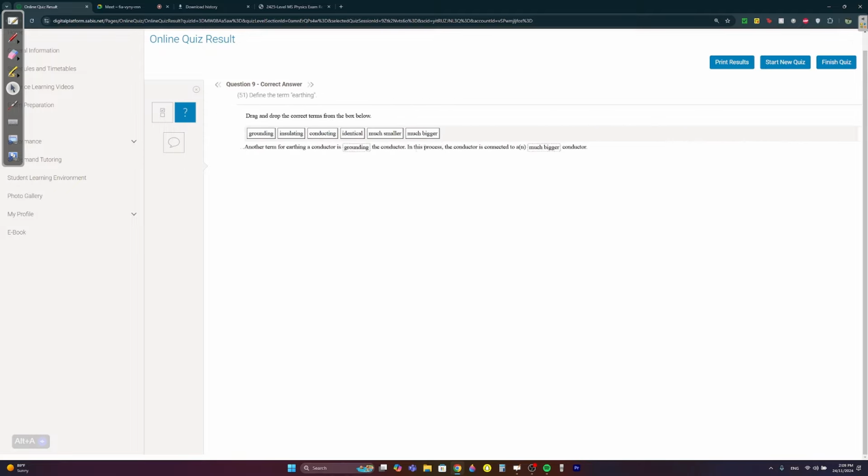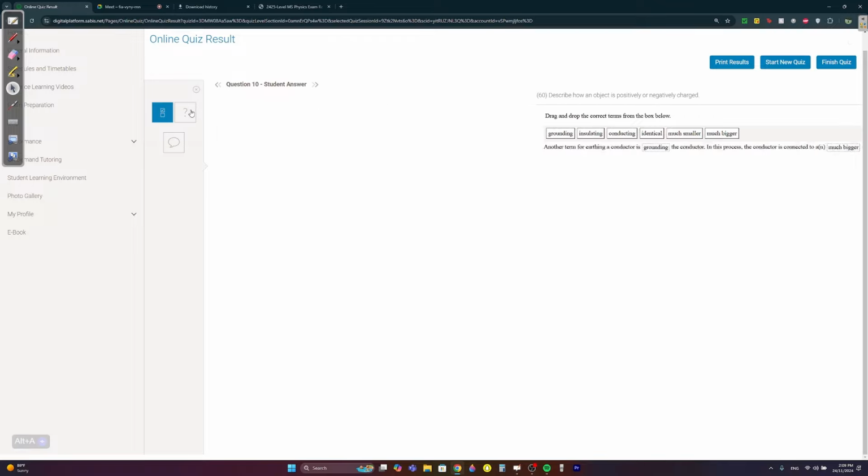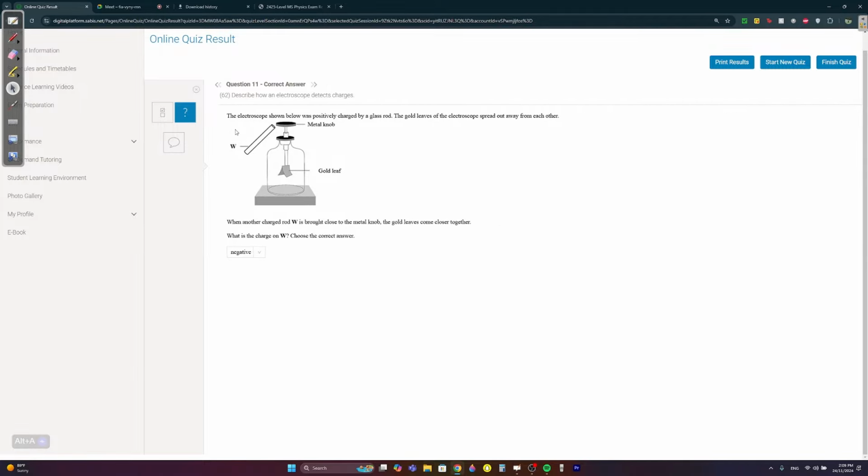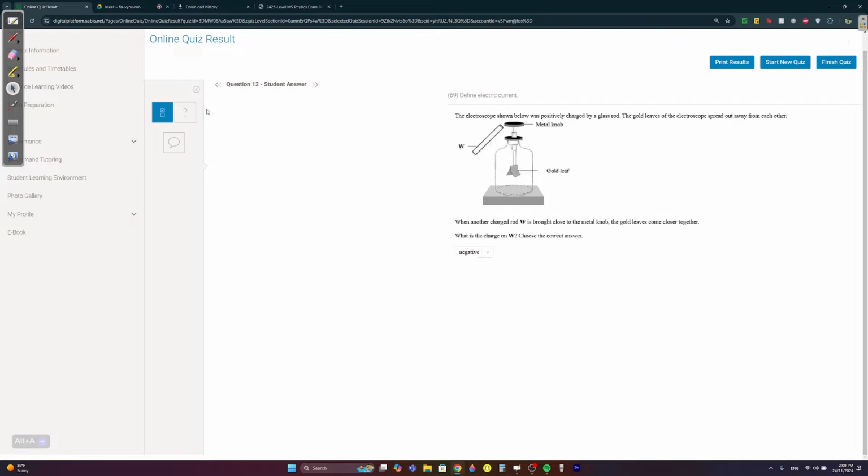Question 9. Another term for earthing a conductor is grounding. In this process, it's connected to a much bigger conductor, like Earth or your hand or your body or whatever. Objects become charged when they gain or lose electrons, and electrons have a negative charge, protons have a positive. An object that gains electrons becomes negative. And this is very easy stuff. This one comes copy-paste in the exam. The electroscope shows a positively charged glass rod, and then they told you when W is brought close to the glass rod, the gold leaf comes closer. If it comes closer, the charge of the object is opposite to the charge of the electroscope. So if this is positive and it came closer, W is negative because it's opposite of positive.